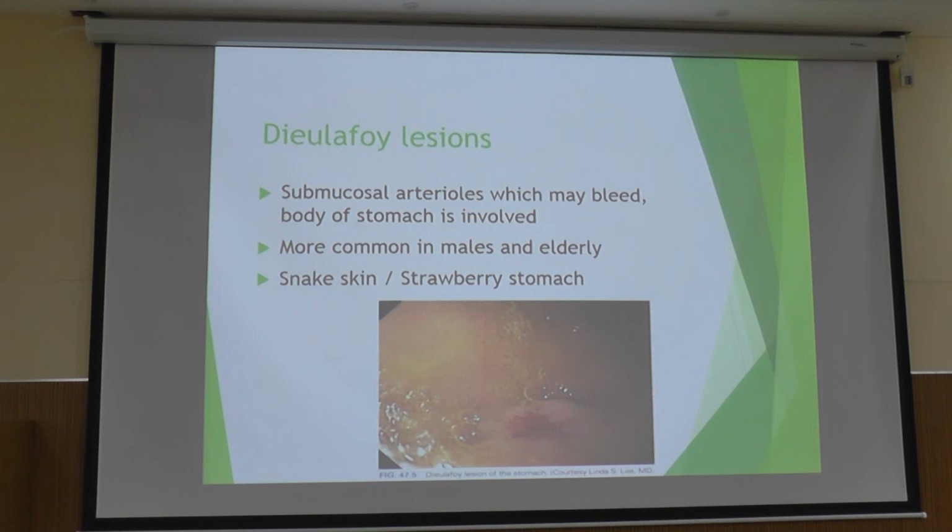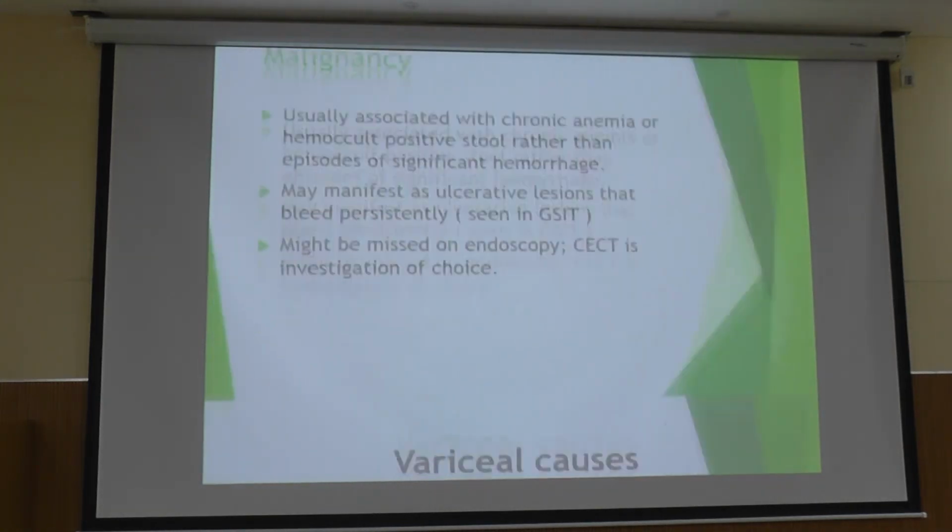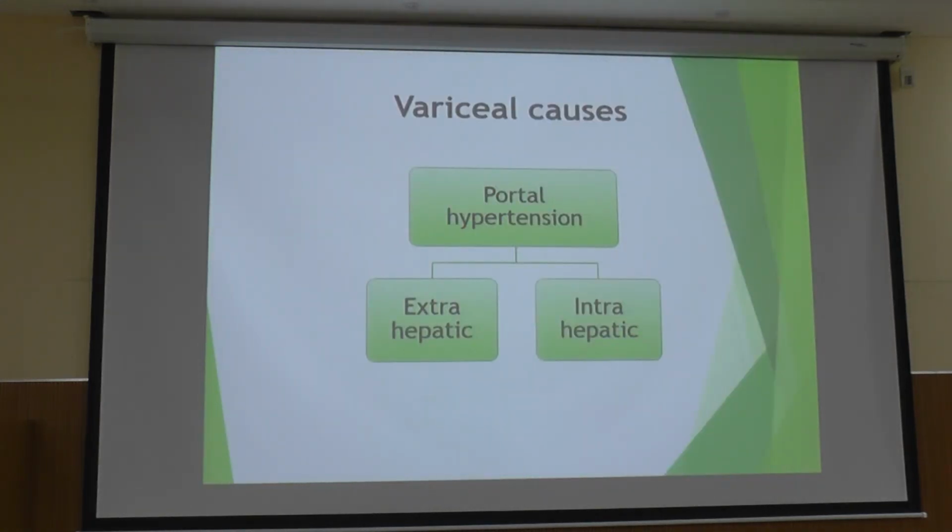It will look like a small ulcer, 2 to 5 mm in size, a red spot with some branching. So that is the typical picture of a Dieulafoy lesion. Okay, next. Malignancy. Yeah, next. There are some other non-variceal causes.